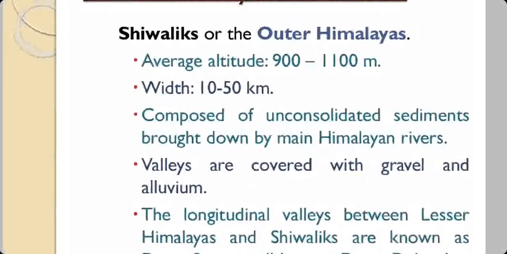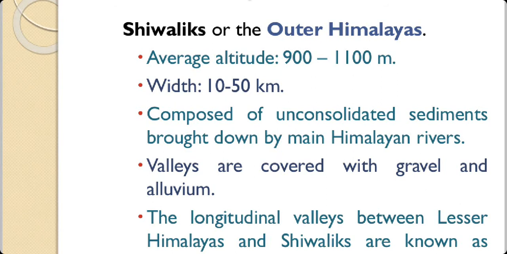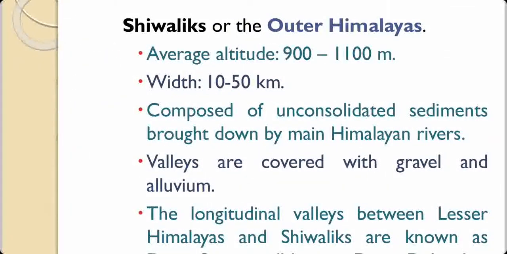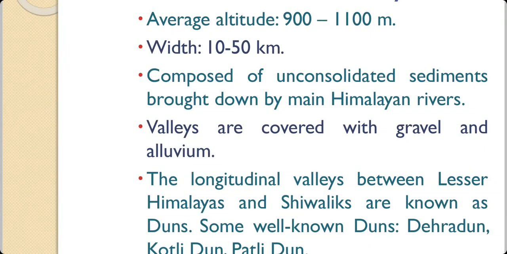The Shivaliks, or the outer Himalayas: when you go from the Indian subcontinent towards the north, you will first encounter the Shivaliks, and they have an average altitude of 900 to 1100 meters and a width of 10 to 50 kilometers. They are composed of unconsolidated sediments brought down by the main Himalayan rivers. The river valleys are covered with gravel and alluvium.